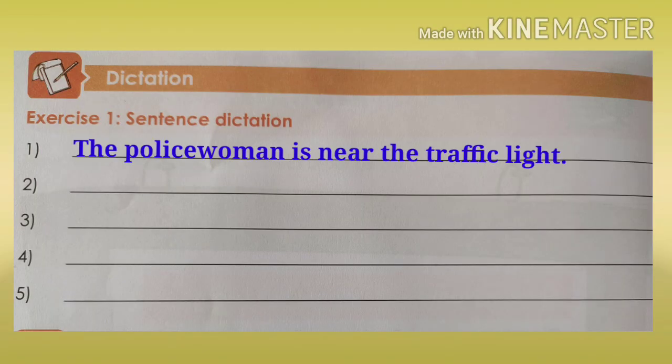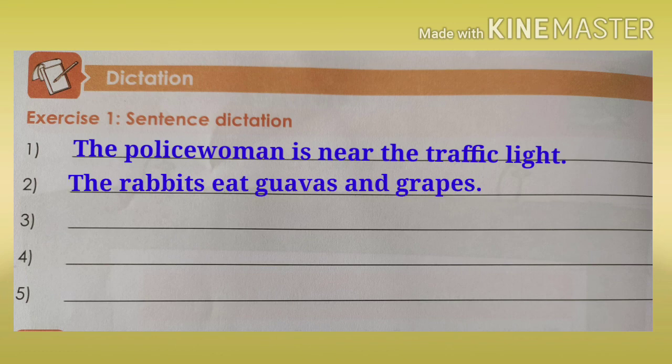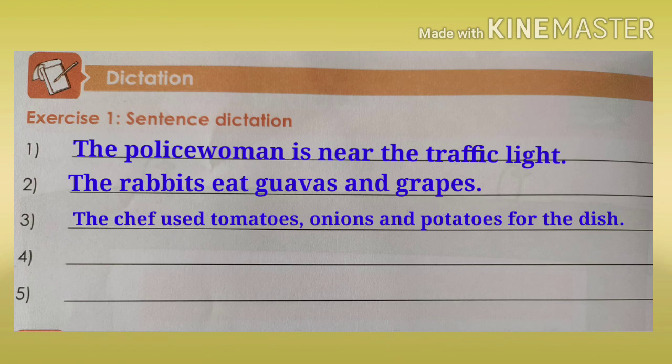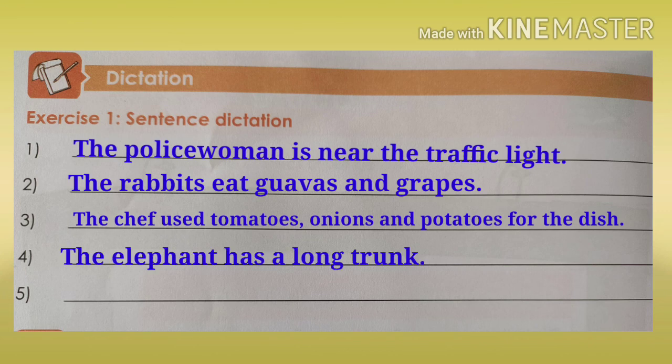So the first sentence is the policewoman is near the traffic light. Then the second sentence, the rabbits eat guavas and grapes. Then the third sentence is the chef used tomatoes, onions and potatoes for the dish. Then the fourth sentence is the elephant has a long trunk. Then the fifth sentence is I saw a tiger at the zoo. Everyone have to complete these sentences as it is, okay?